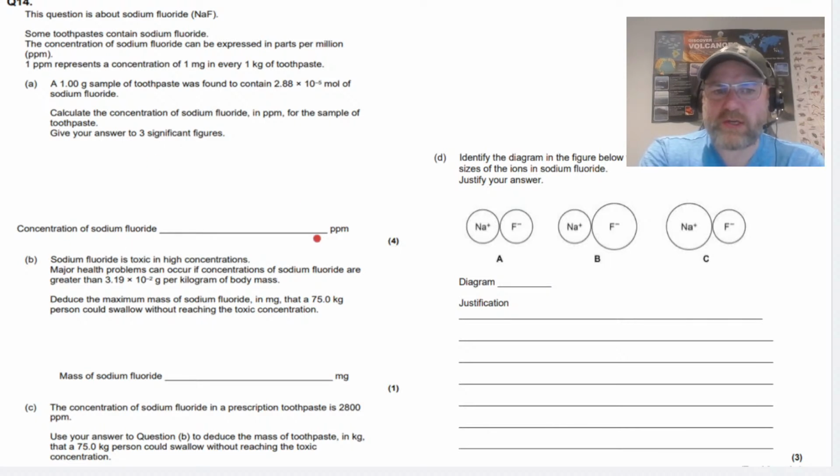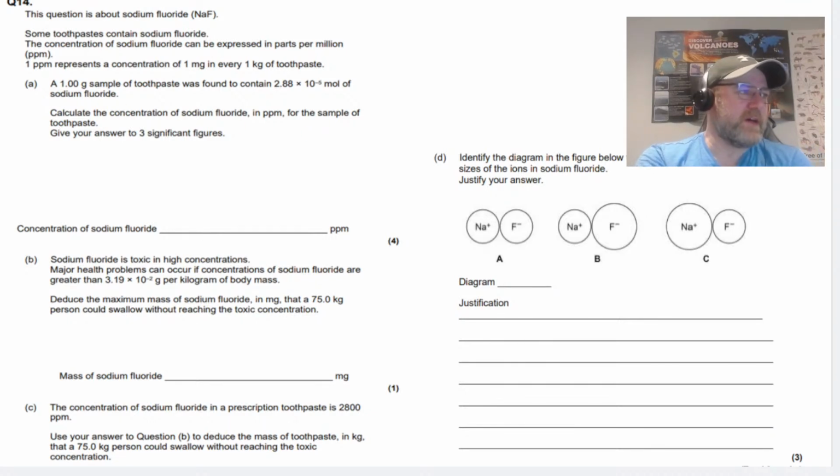What's the concentration of the sodium fluoride in parts per million? Not our normal concentration, mole per decimeter cubed. We're doing parts per million. And they're telling us, so it's kind of mental maths. They do this quite a bit in chemistry. About 10% at the A level is this kind of mental maths stuff. So 1 gram of toothpaste found to contain that many moles. Calculate the concentration in parts per million. Cool.